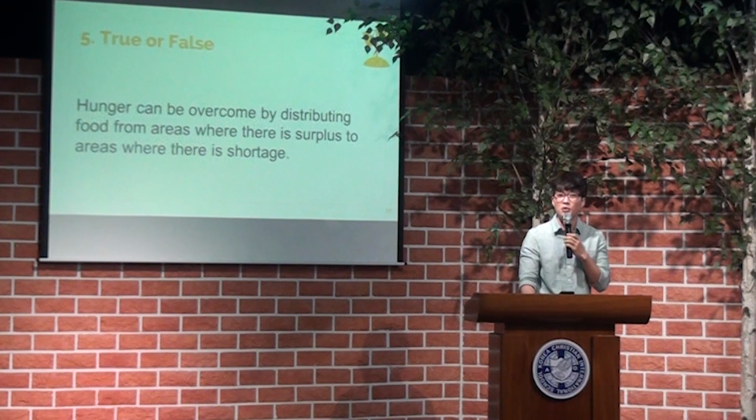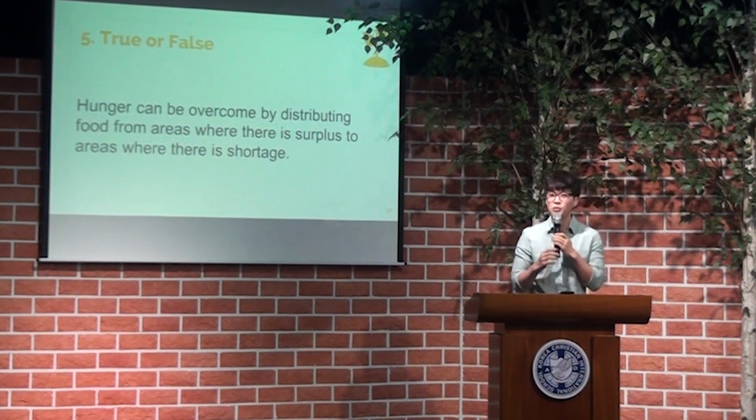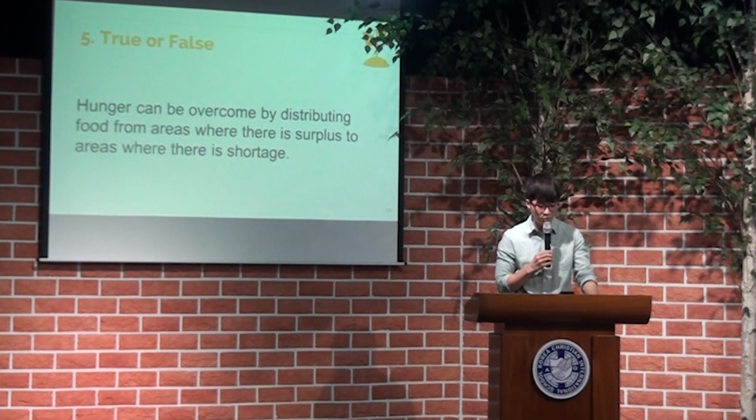Okay, true or false? Hunger can be overcome, okay, by distributing food from areas where there is surplus to areas where there is shortage. Okay? This is, of course, false. Redistributing food cannot solve the problem of world hunger. Merely giving surplus from one country to aid another country does not address the reason why there is a shortage of food in the country to begin with.